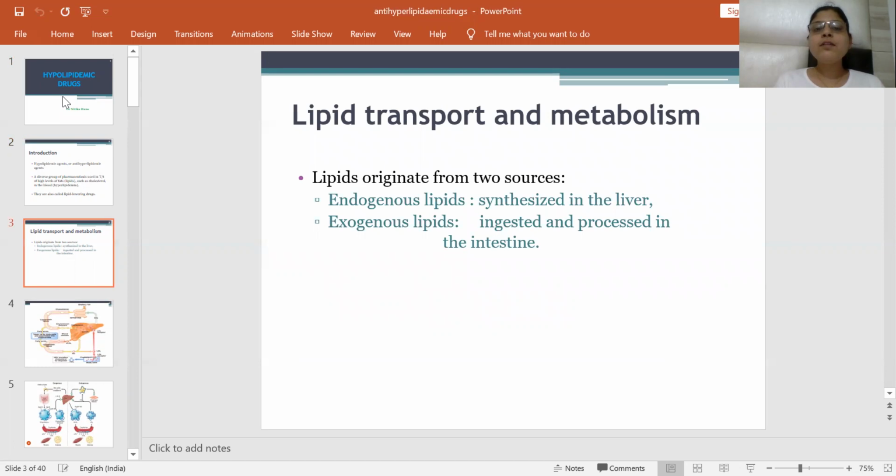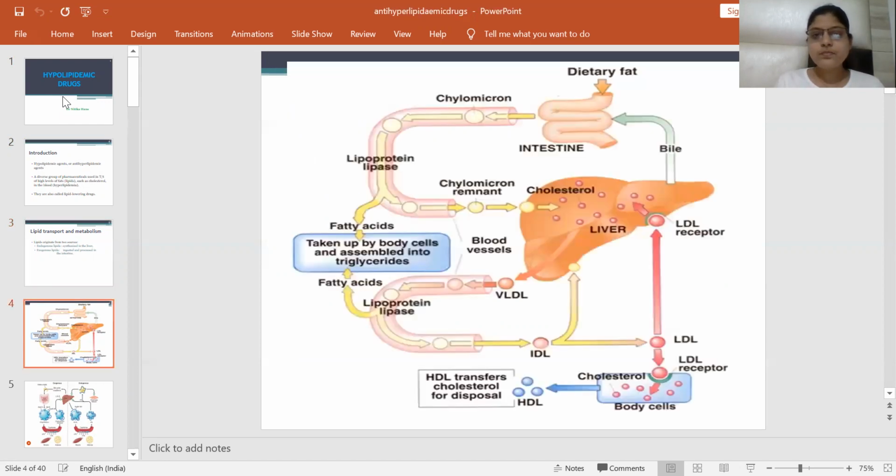Now, first of all, I will discuss with you the lipid transport and metabolism. Lipid transport and metabolism occurs in two main types: first is the endogenous system and second is the exogenous system. In the endogenous system, the lipids are synthesized endogenously in the liver, and in the exogenous system, the lipids are ingested and processed in the intestine. This is how lipid metabolism and lipid transport takes place.